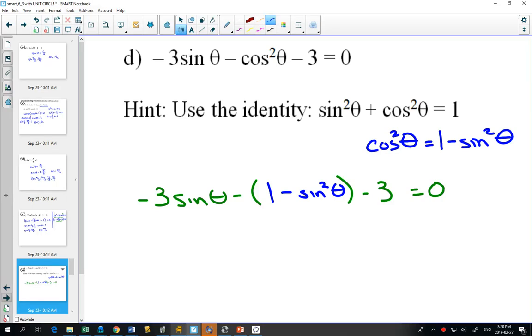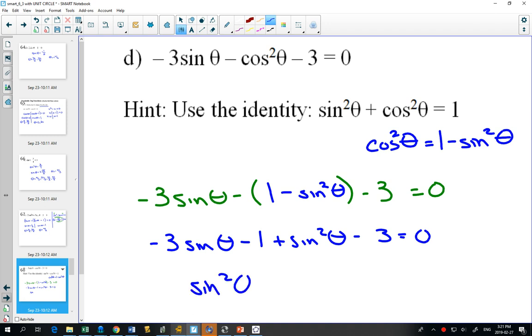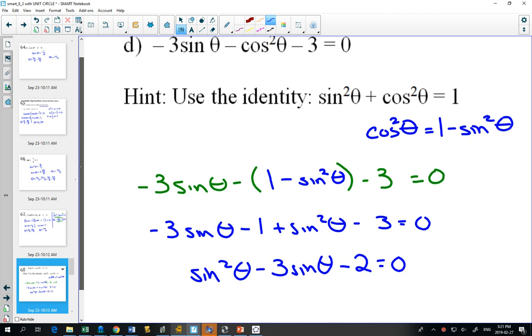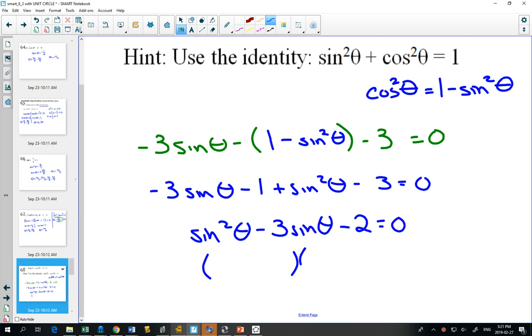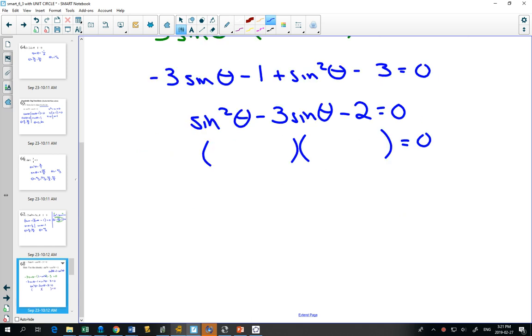Why would I want to do this? Well, now the equation that I have has only one trig function in it. And so if I distribute the negative, rewrite this in an order that I like and combine my like terms, I get something that I might be able to factor.